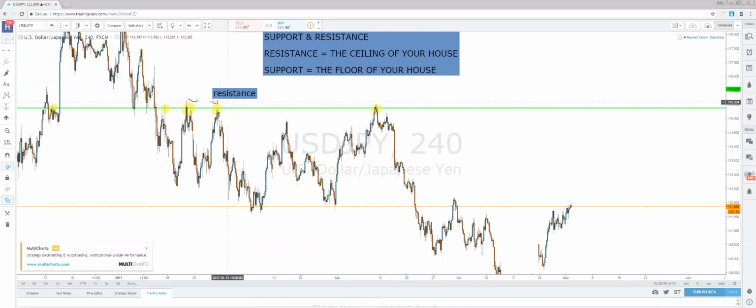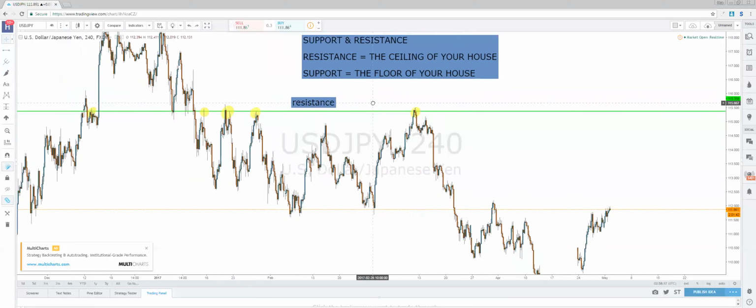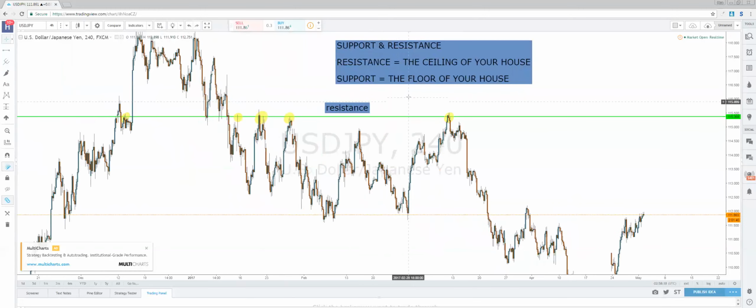You see that? It's pretty simple. So that answers the question of how do I know when to get into a trade? This is one way. Resistance is one way. The ceiling. Price action right here, the price exchange rate is the ball. It hits the ceiling, bounces off.